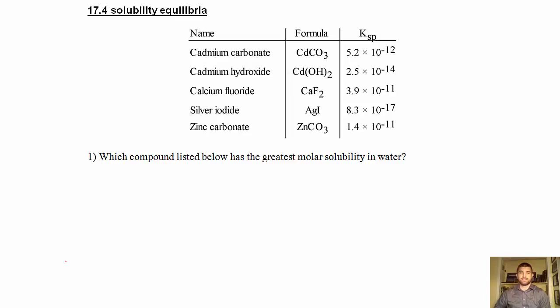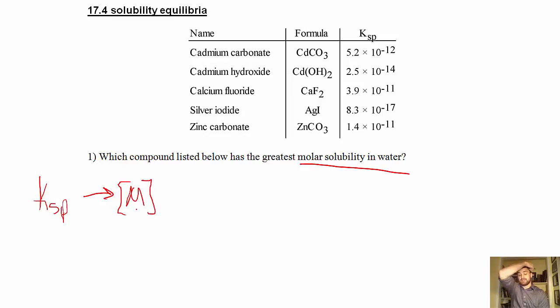Mr. Ron here again, looking at 17.4 solubility equilibria. All right, so first question is which compound listed below has the greatest molar solubility in water? So we've got to figure out how we're going to go from Ksp to molar solubility. All right, and it's different for different things. Let's take a look at a couple of examples.